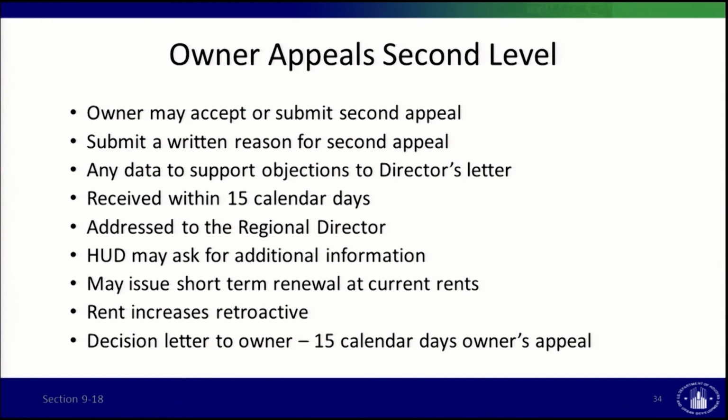The owner's response should be addressed to the regional director, and after receipt of the second appeal, HUD again may ask for additional information and may ask the contract administrator to issue a short-term contract renewal at current rents. Again, any rent increases will be retroactive. The review appraiser and HUD will review this appeal and issue a decision letter to the owner within 15 calendar days of the owner's appeal. There is no appeal to headquarters.